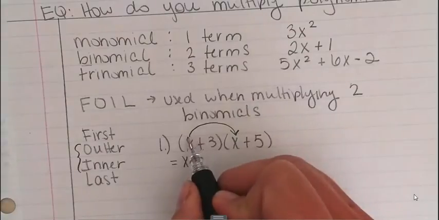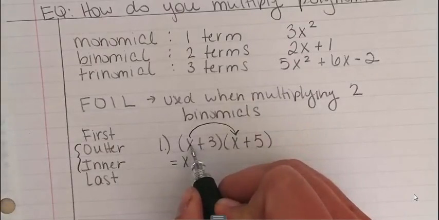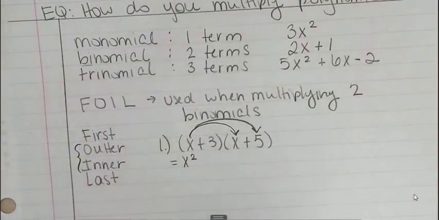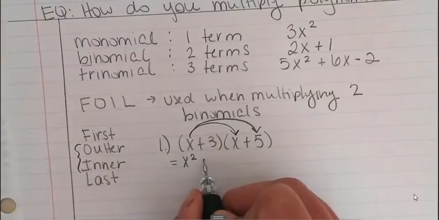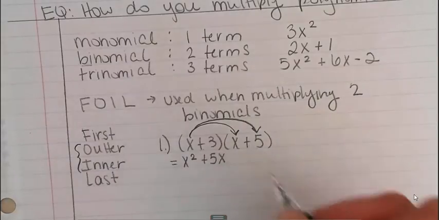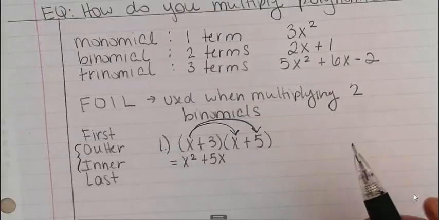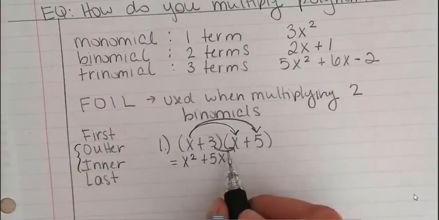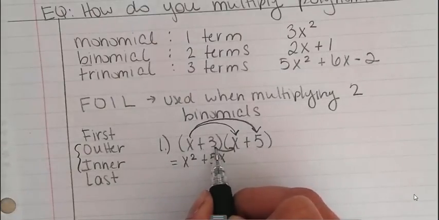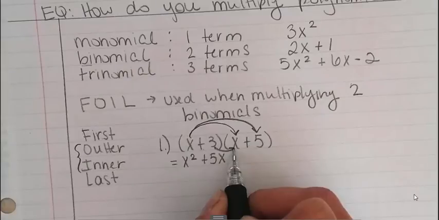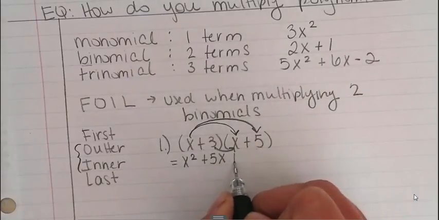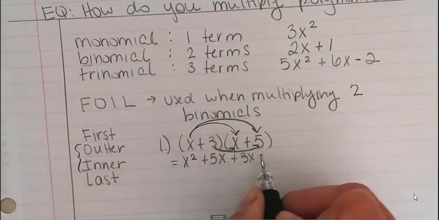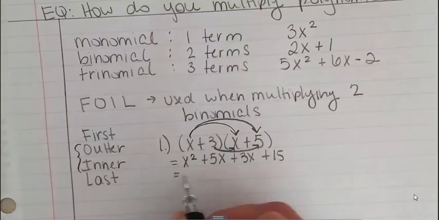Okay, the outer is actually this x, so the first term in the first binomial, and the last term in the last binomial. Okay, and so that basically gives us our positive 5x. Well, you're like, okay, first of all, nothing's changed so far. That's exactly right. Nothing's changed. Okay? The inner is the last term in the first binomial and the first term in the second binomial, and that's going to be 3x. And then the last are the last two terms in both binomials. And I simplify.